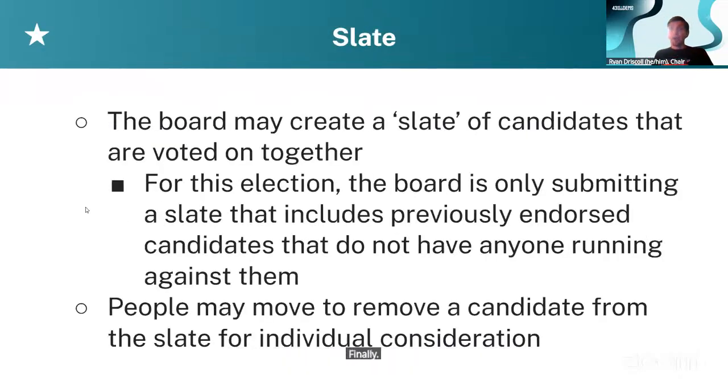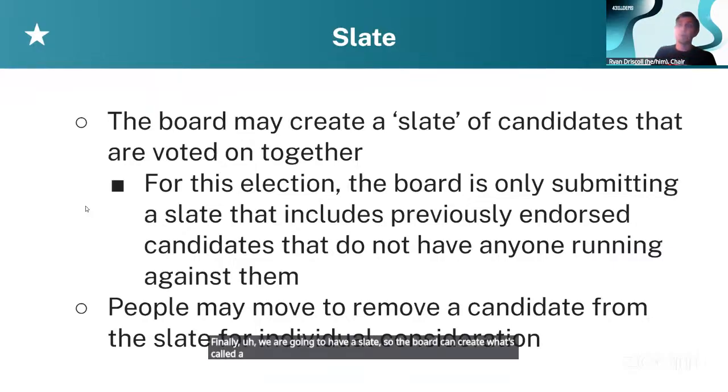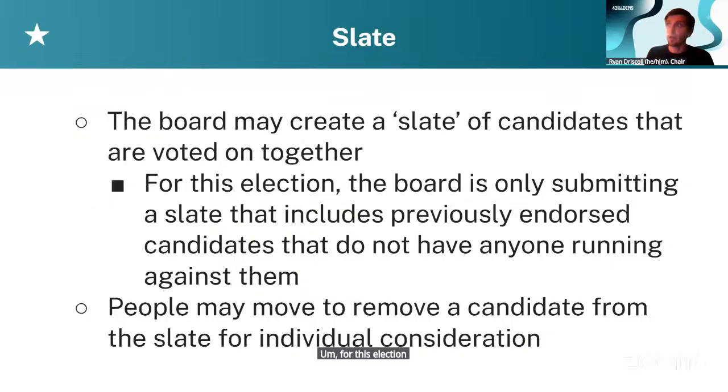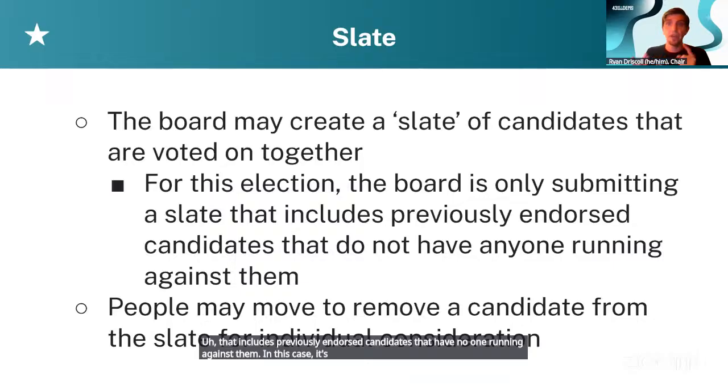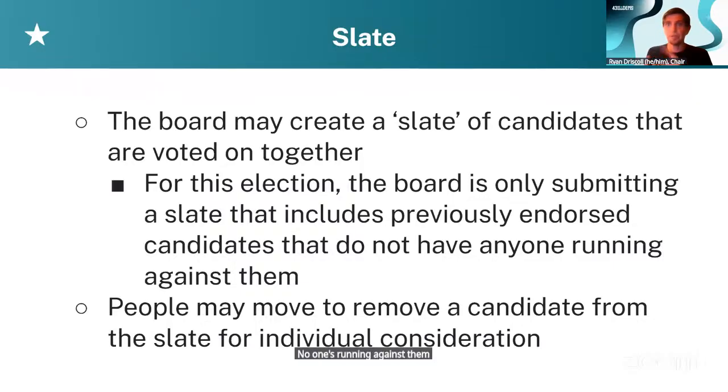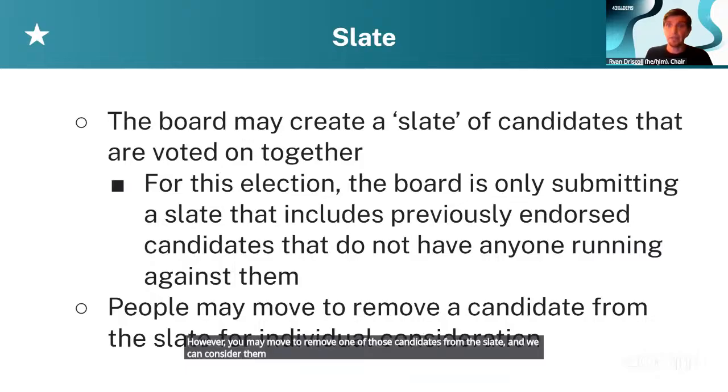Finally, we are going to have a slate. So the board can create what's called a slate of candidates that are all voted on together. For this election, the board is only submitting a slate to you all that includes previously endorsed candidates that have no one running against them. In this case, it's just our 3 port commissioners. No one's running against them. We've endorsed them in the past, and so we'll consider them as a group. However, you may move to remove one of those candidates from the slate, and we can consider them individually if you would like to do so.